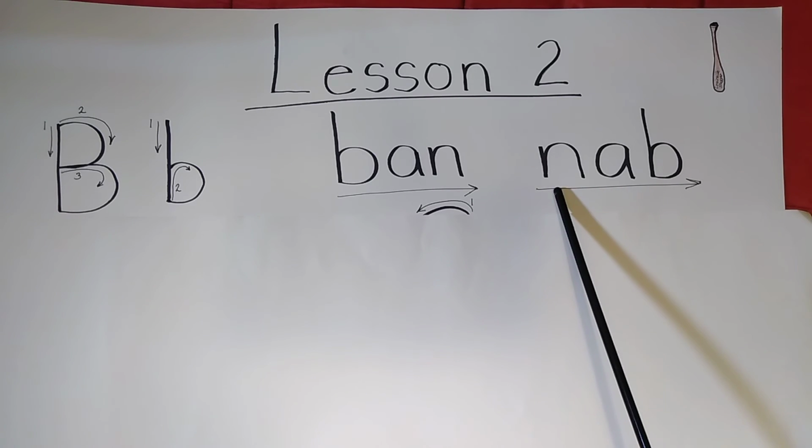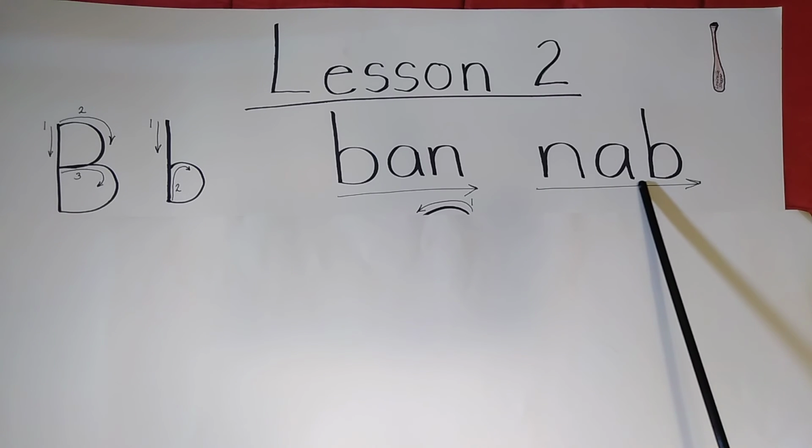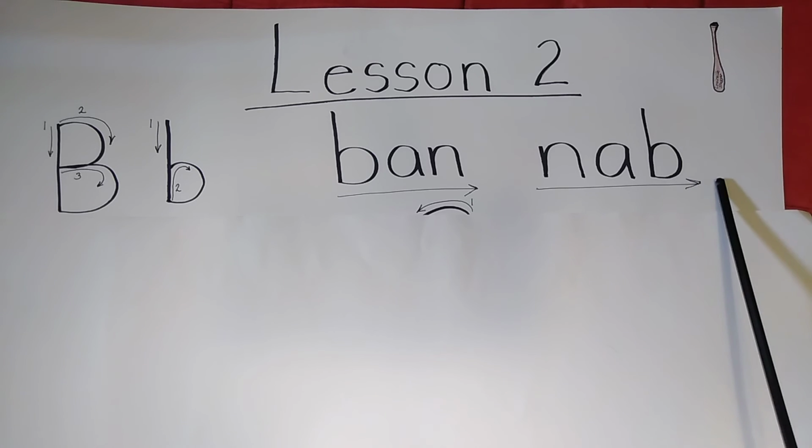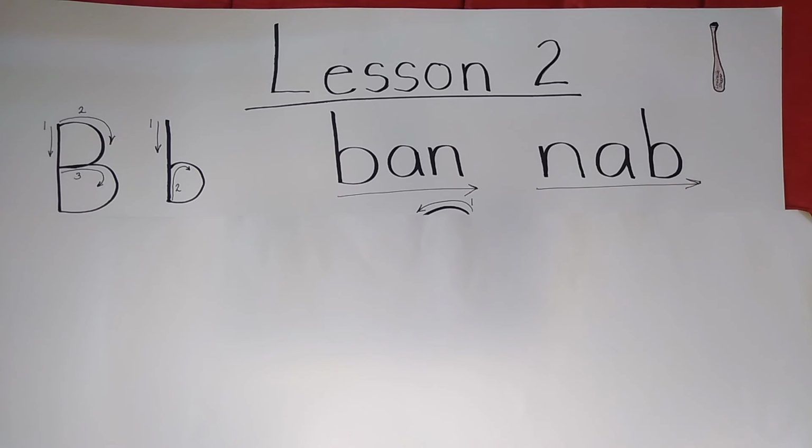The next one is nab. Nab means to grab somebody doing something wrong. A policeman can nab a robber trying to steal something from a store. You can nab a brother or sister trying to take something of yours that they shouldn't be touching. So nab means to grab somebody doing something wrong.